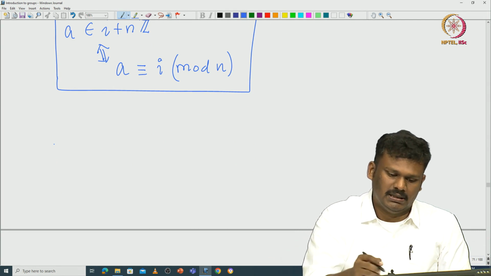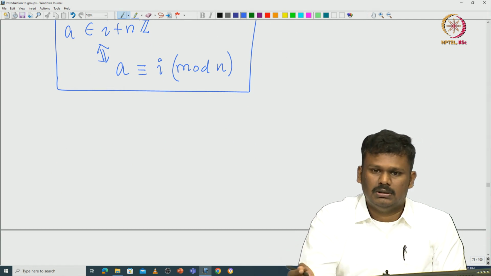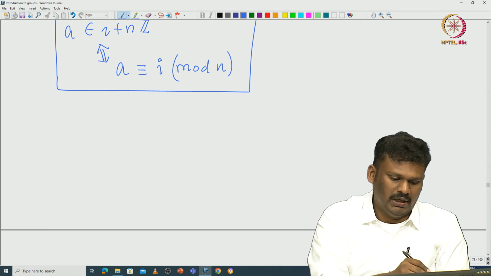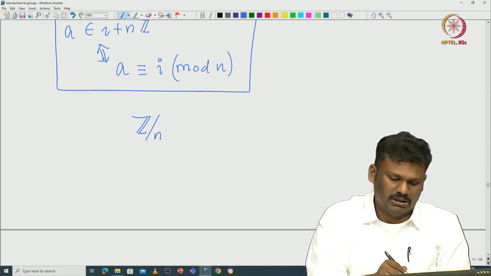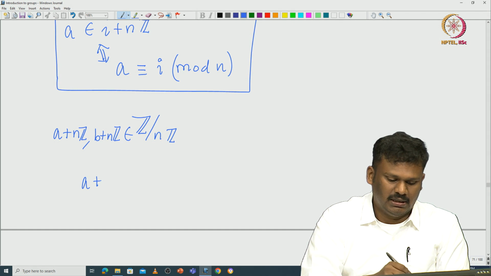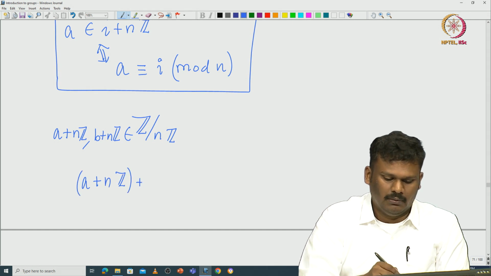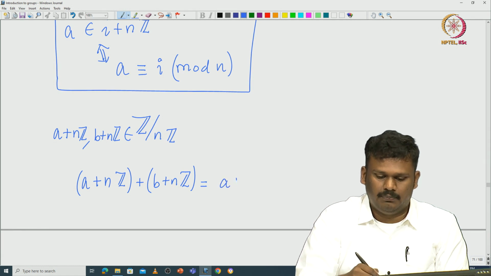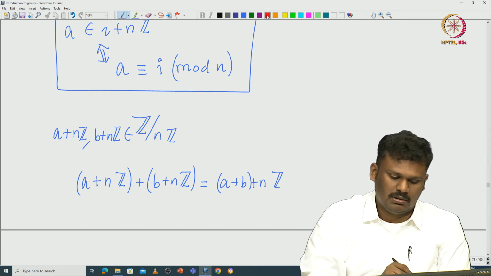If we define the addition the way I have already told, then it becomes well defined by definition. For example, if I take two elements inside Z modulo nZ, then these elements will look like a plus nZ and b plus nZ. So, then I want to say what is a plus nZ plus b plus nZ. What I do is I just take it to be a plus b plus nZ. Okay. So, this is my addition.